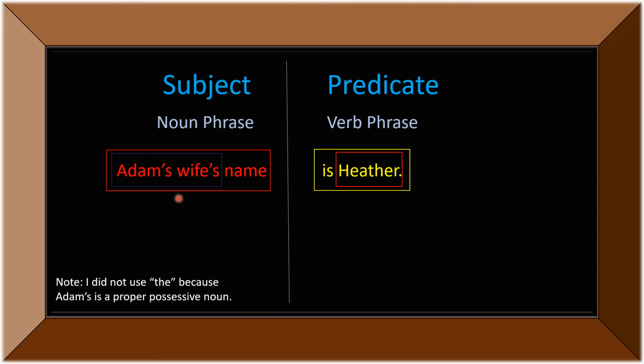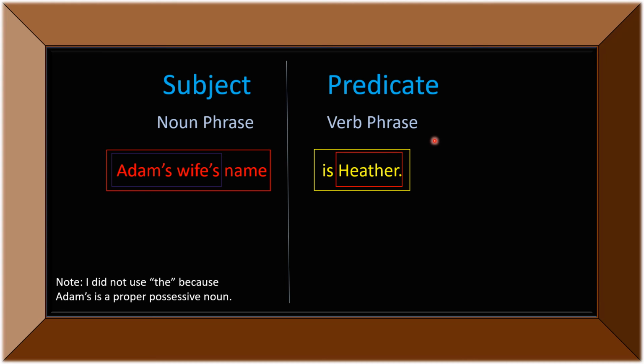Adam's wife's name is Heather. Adam's wife's name is a noun phrase and the subject of the sentence. Adam's wife's is a determiner phrase. Adam's is a determiner, a definite determiner, and a possessive noun. Wife's, determiner, definite determiner, and a possessive noun. Name is a noun, an abstract noun, a countable noun, a singular noun, and a common noun.